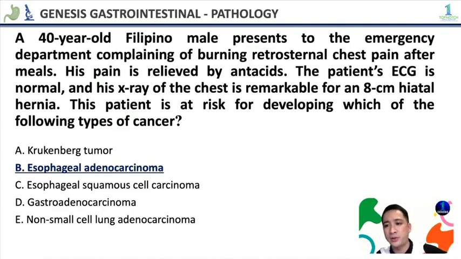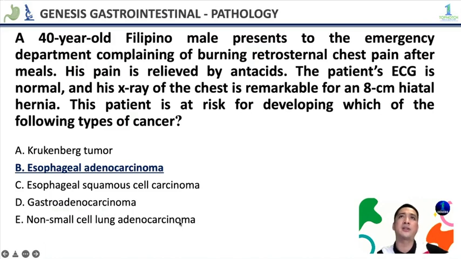Yes, your Krukenberg tumor: there is bilateral involvement of the ovaries with metastatic stomach carcinoma. Of course, the correct answer is Barrett's. Letter B is the correct answer. Esophageal squamous cell carcinoma is usually associated with alcohol and smoking.